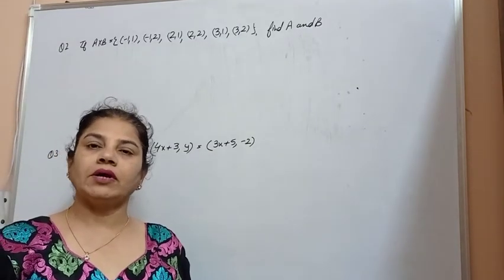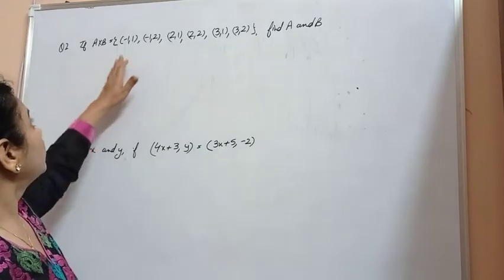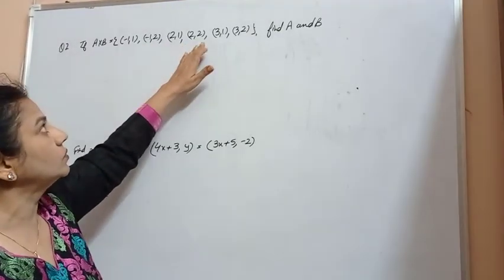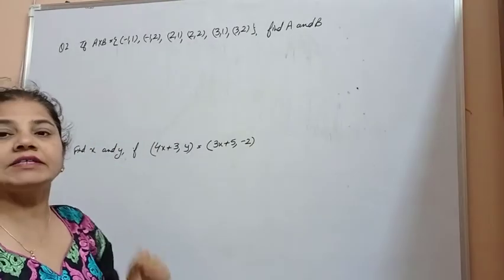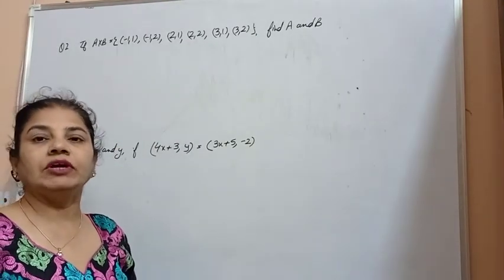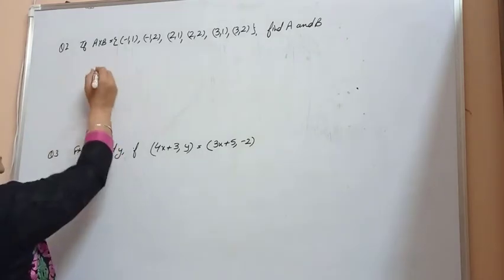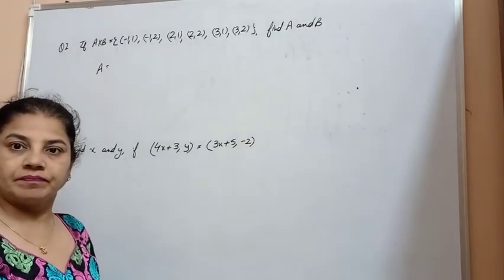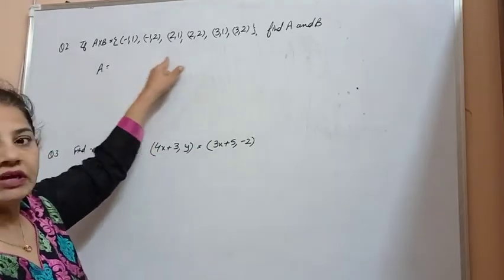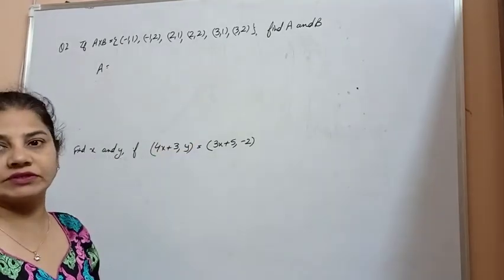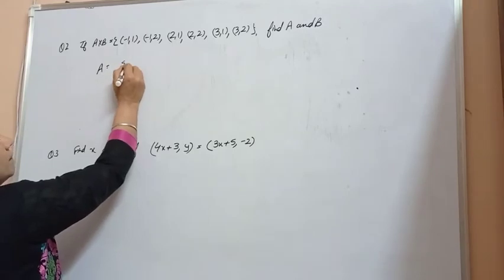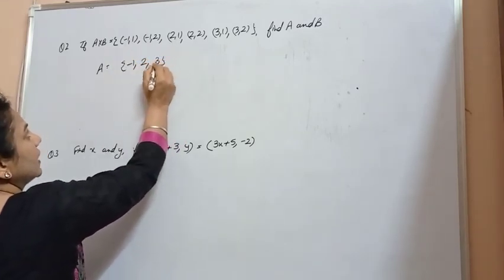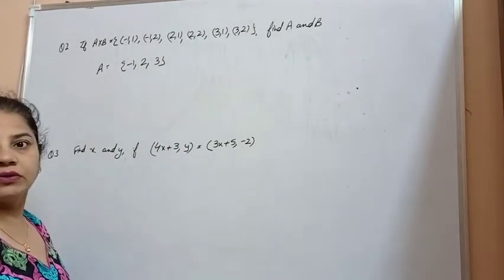If A cross B is given as the ordered pairs (-1, 1), (-1, 2), (2, 1), (2, 2), (3, 1), (3, 2), find set A and set B. We know that since A cross B is given to us, our first element is from set A. So from each ordered pair we collect all the first elements. Here we get -1, then 2 and then 3. That means the set A is {-1, 2, 3}.